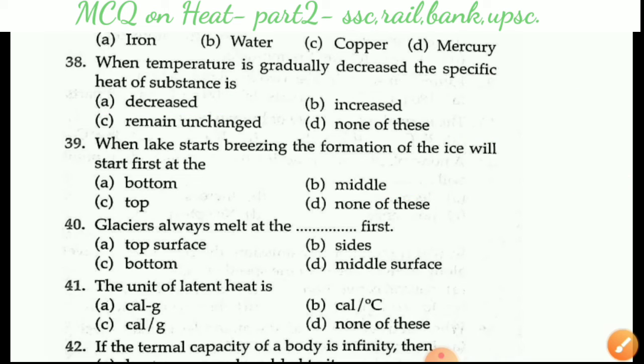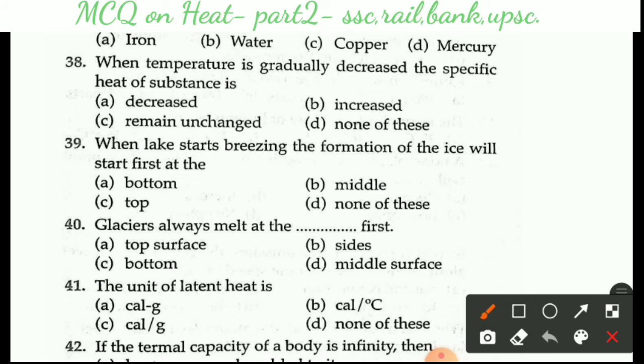When lakes start freezing, the formation of ice will start first at A: the bottom, B: middle, C: top, D: none of these. Right answer of question 39 is option C, top.